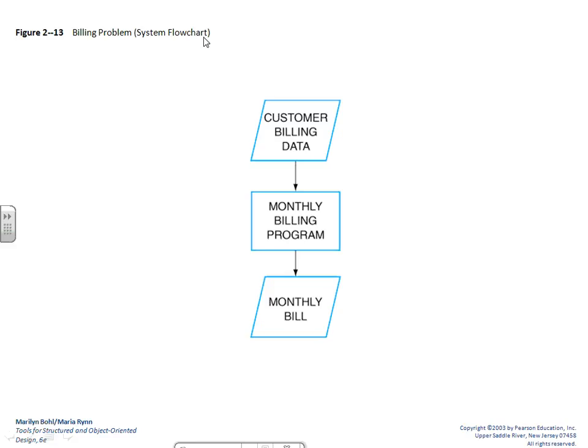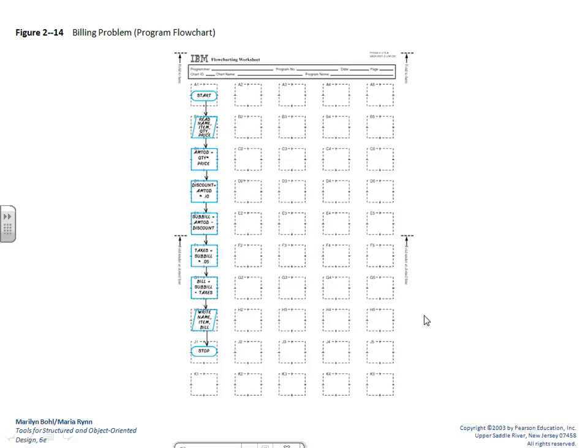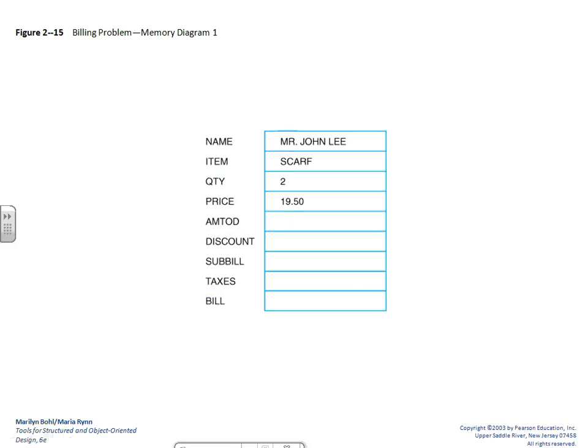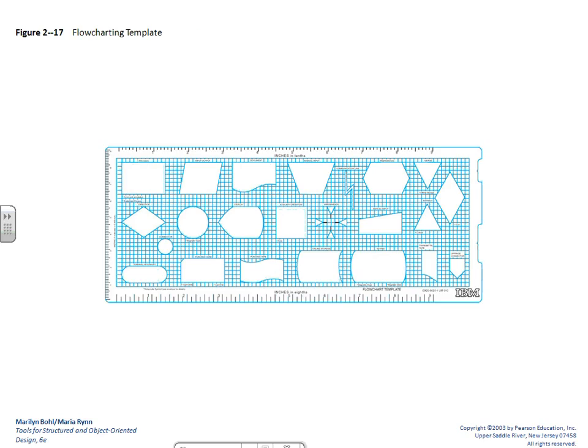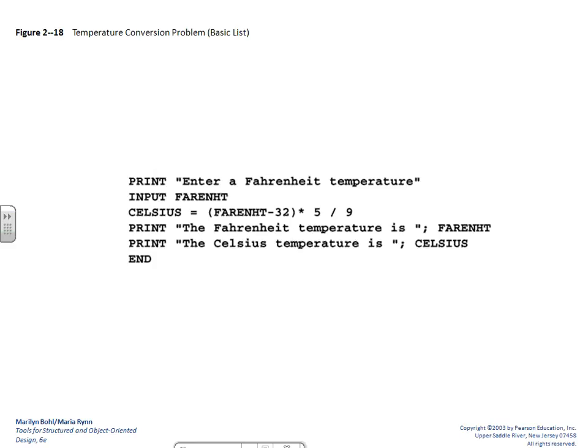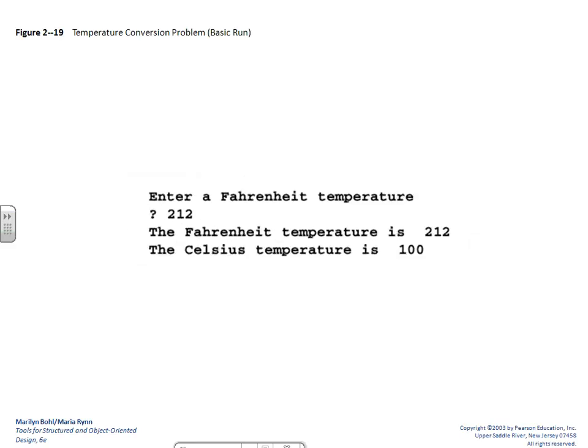Again, this is system flowchart. Input, process, output. Again, another memory diagram. You're going to follow step by step and you're going to fill out that information. This is Visual Basic. They don't go through that one.